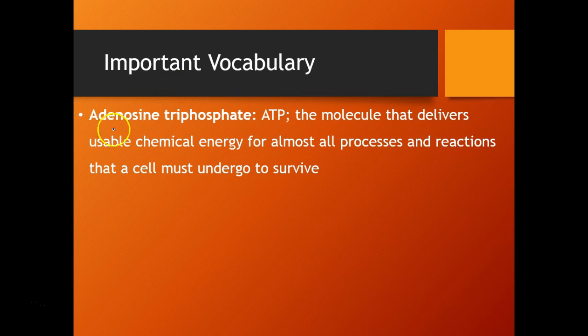So the one important vocabulary word that you need to know is adenosine triphosphate, which is ATP, and that's the molecule we talked about today that delivers usable chemical energy for almost all processes and reactions that a cell must undergo to survive.